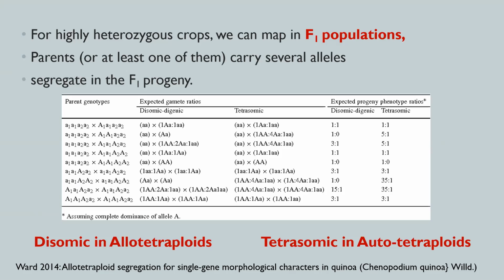So this is an example for tetraploids. On the left, you can see the different parental combinations possible, and you have disomic and tetrasomic. These are the ratios, 5:1, 35:1, and so on. So the question is, what's disomic, what's tetrasomic? For now, let's go simply: disomic is for allotetraploids, tetrasomic is for autotetraploids. If you want to know more, this is a very good paper explaining all the principles behind those ratios.